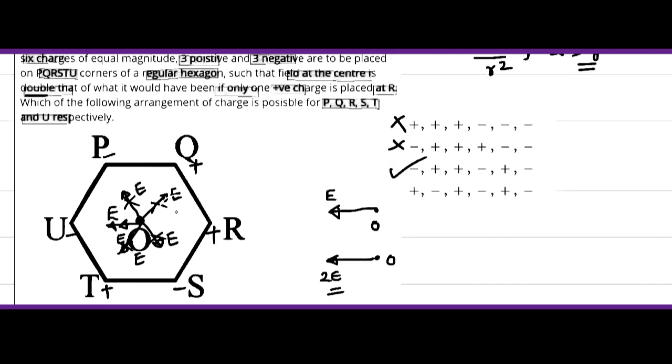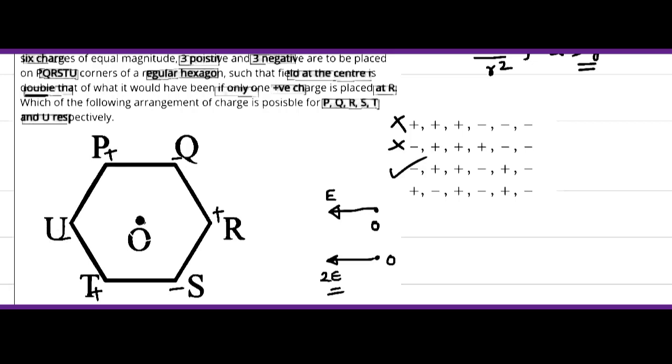Okay, now let's talk about option D also. If we are talking about option D, we are given that at P the charge is positive, Q is negative, R is positive, S is negative, T is positive, and U is negative.